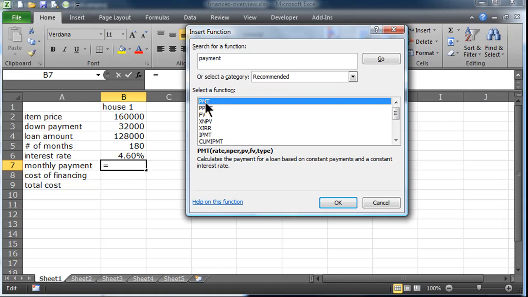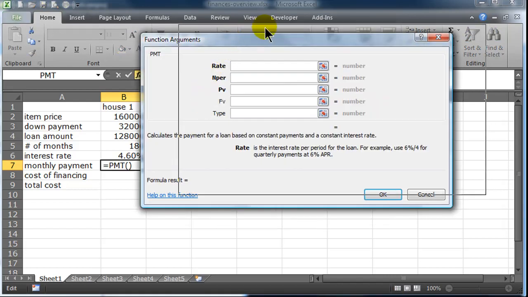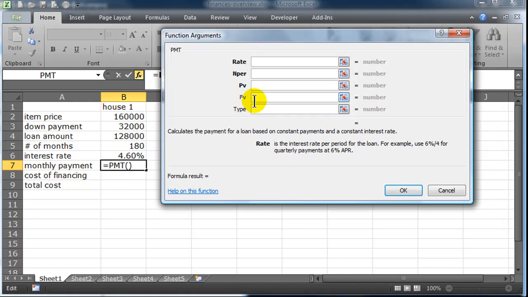So the payment function, if I start up that payment function, I simply provide the information for each of the parameters. My rate, I don't want to type in 4.6%. I'm going to click on the cell that contains my annual interest rate. But because this is a monthly loan, I need to take that annual interest rate and divide it by 12. Now it'll give me a monthly version of my annual interest rate, hence my monthly rate.